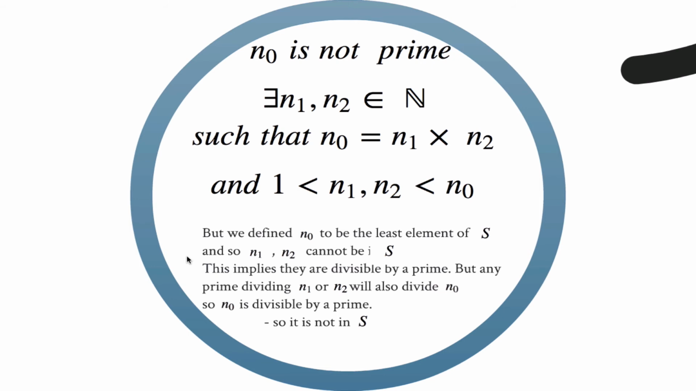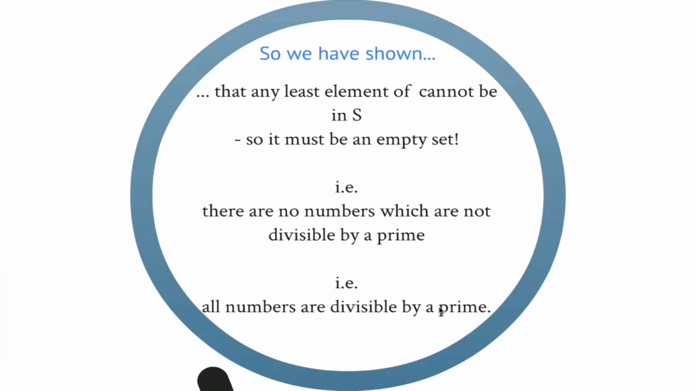Now, if they're not in S, that would mean that they are divisible by a prime. But any prime number that divides n_1 or n_2 will also divide n_0, so n_0 is divisible by a prime, so it can't actually be in S. So we've shown that any least element of the set S cannot actually be in S. So this implies that the set S must be empty.